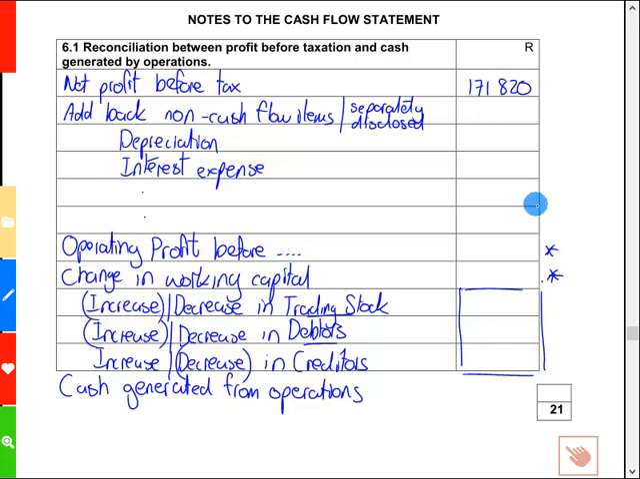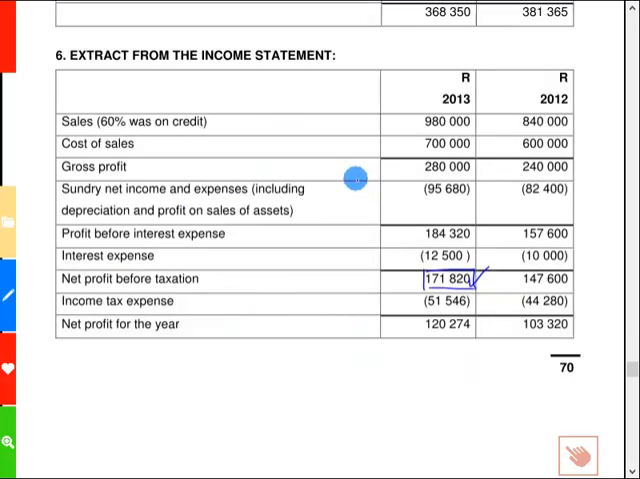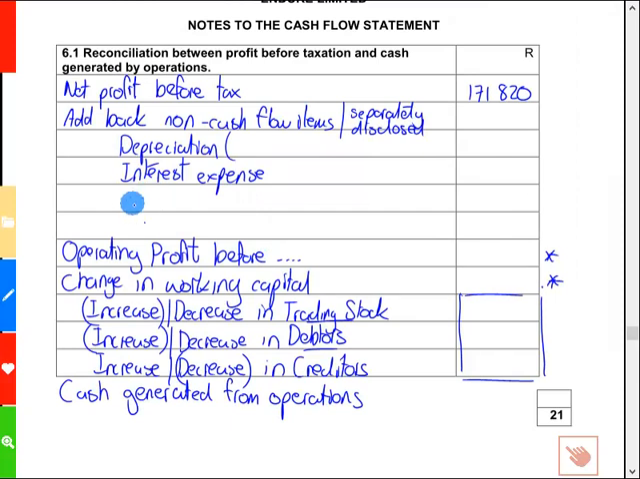Right. Now we get to adding back our non-cash flow items. So let's look at depreciation. See if we can find that. We go to our income statement because we think we would find it there. And it does say something here. Sundry net income and expenses, including depreciation and profit on sale of assets. So we know that we also had a profit on the sale of an asset. Okay, so let's fill that in quickly. So we're also going to have a profit on sale of asset that we're going to have to reverse.